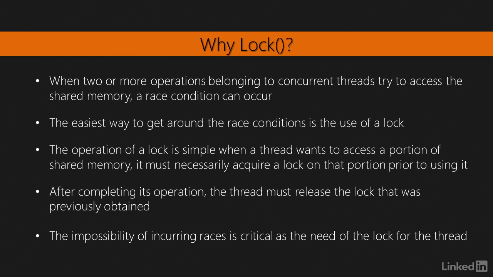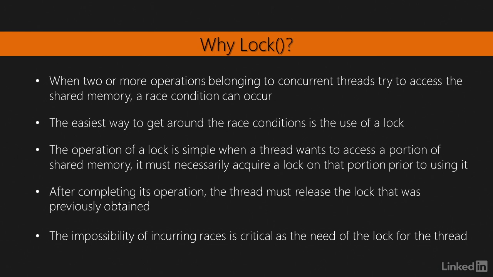When two or more operations belonging to concurrent threads try to access the shared memory and at least one of them has the power to change the status of the data without a proper synchronization mechanism, a race condition can occur and it can produce invalid code execution, bugs and unexpected behavior. The easiest way to get around the race condition is the use of a lock.